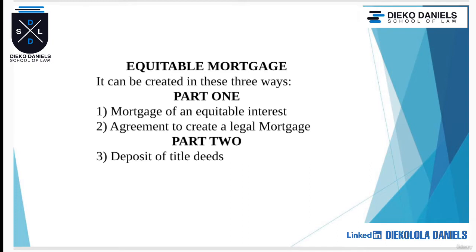Do note that an equitable mortgage can be created in 3 ways, and these 3 ways I've said already. The first way is by mortgage of an equitable interest. The second way is by agreement to create legal mortgage, while the third way is deposit of title deeds. The first 2 ways we are going to discuss in this particular class, and the last one, which is deposit of title deeds, we will discuss in part 2 of this class.